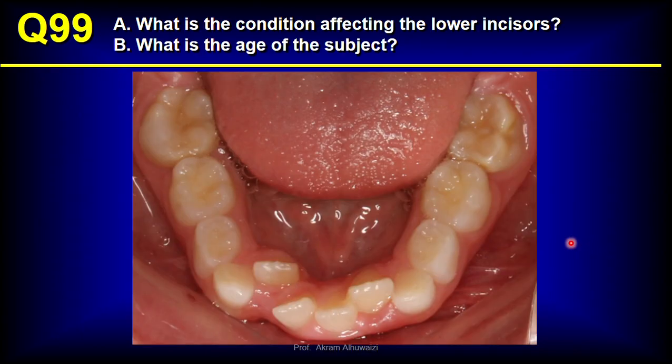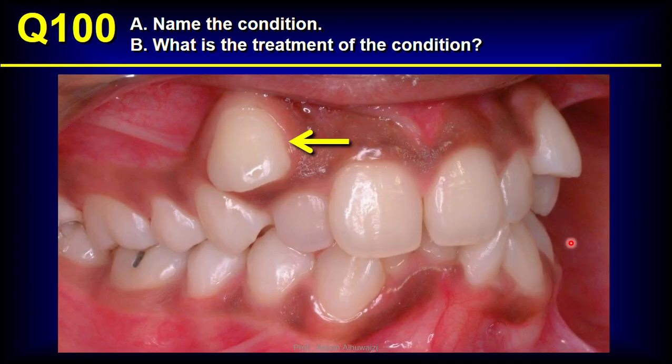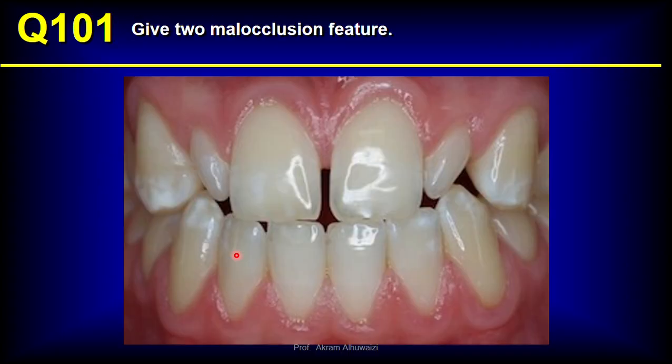teeth. What's the condition affecting the lower incisors? It's crowding. And what's the age of the patient? The patient would be from 8 up to 10 years of age. Name the condition. It's buccally positioned canines with crowding. What's the treatment of the condition? It would be extraction of 4 units for the patient and using orthodontic appliances to correct the malocclusion.